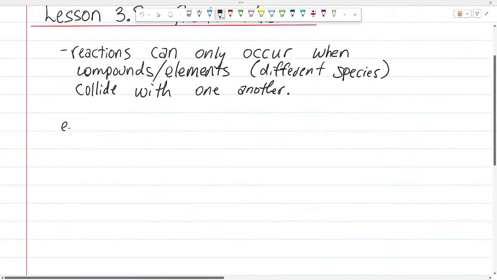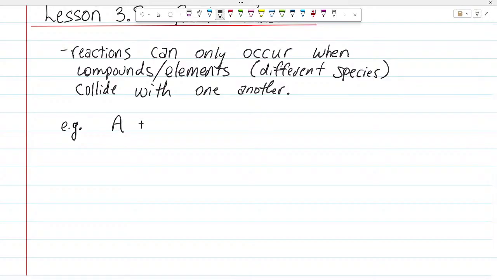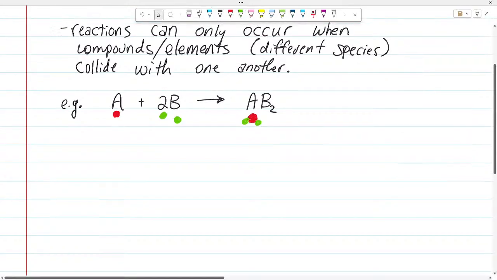All right, an example, we could have something A plus 2 B's has to result in the formation of AB2. Does that make sense? We're just doing an imaginary kind of reaction here. Does that make sense? For this to happen, you have to have something A, and it has to bump into 2 things B to give us this AB2. Okay, whatever that might be.